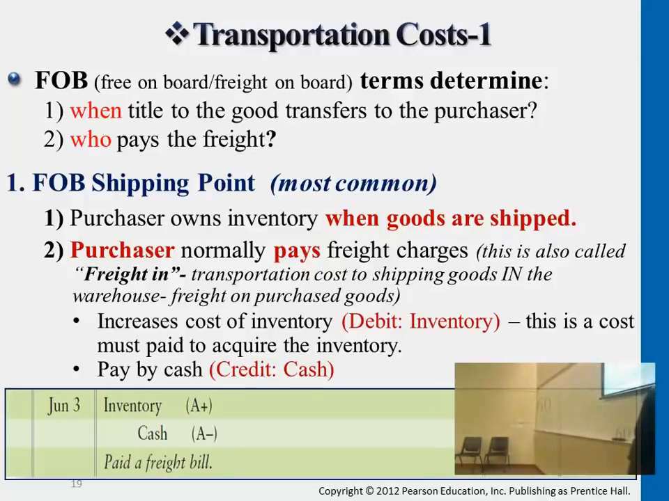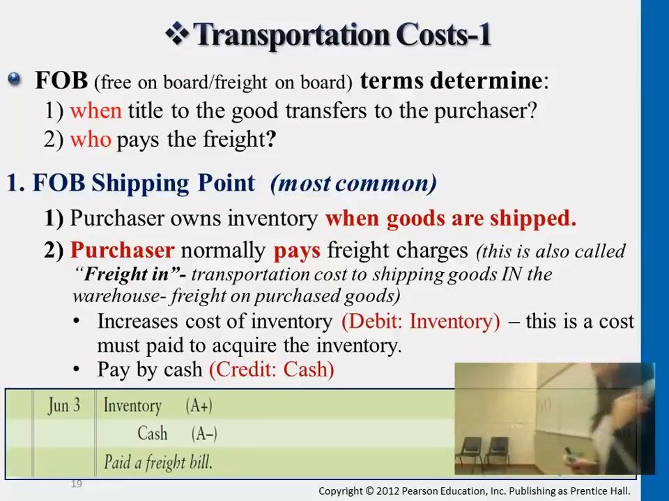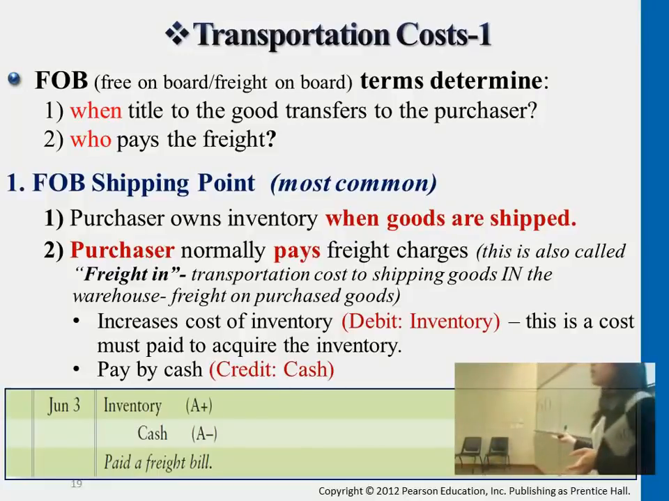Okay? At the same time, it also represents that once the goods are shipped out from the seller, throughout the entire transportation process, the goods belong to my company. So the FOB term determines which party is paying the freight charge, and also determines which party is entitled to the goods during the transportation process. If I'm the company purchasing the goods, from my perspective, this is a freight charge for me to get the inventory into my warehouse.